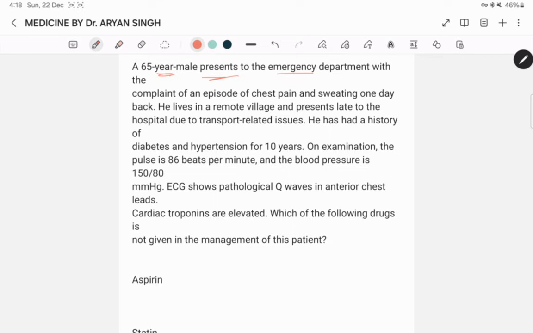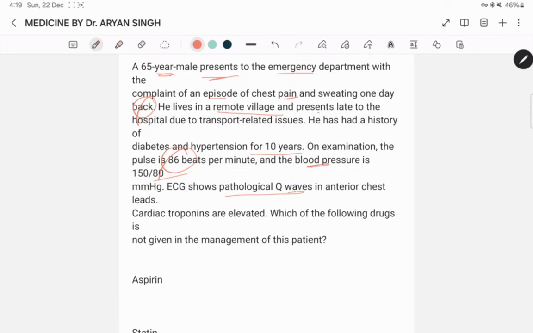A 65-year-old man presents to the emergency department with a complaint of an episode of chest pain and sweating one day back. He lives in a remote village and presented late to the hospital due to a transport-related issue. He has a history of diabetes and hypertension for 10 years. On examination the pulse is 86 and blood pressure is 150/80.